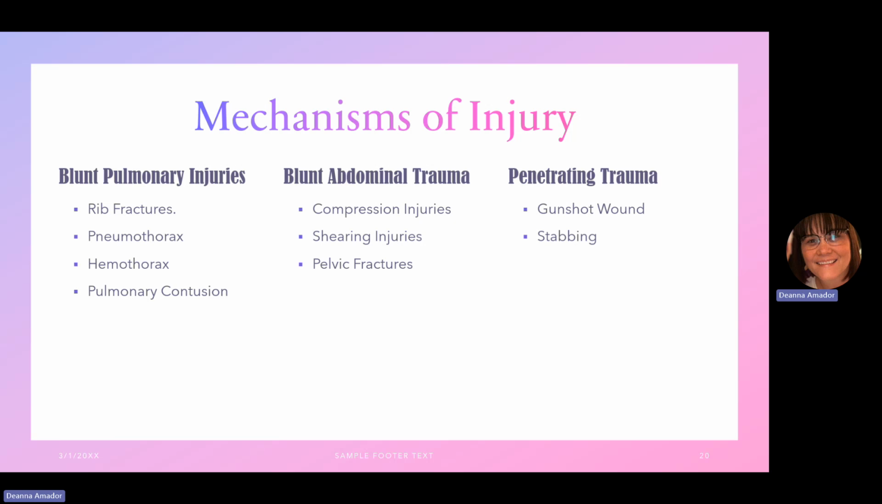A flail chest is when you have many broken ribs in a row and the entire chest is moving up and down. So a lot of times they'll talk about a paradoxical chest wall movement. This could be indicative of a flail chest, like five ribs broken all in a line. Then that entire portion of the rib cage is moving up and down. So that's called paradoxical movement, and that can be indicative of a flail chest.